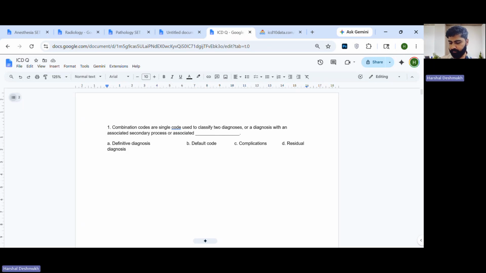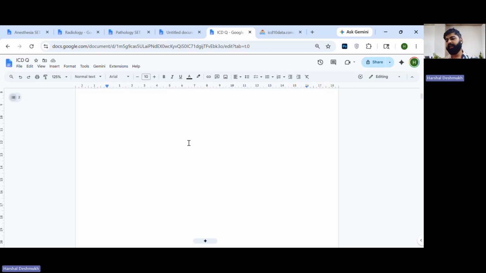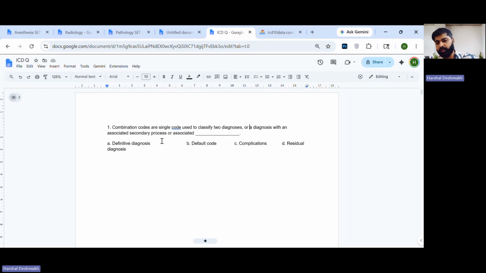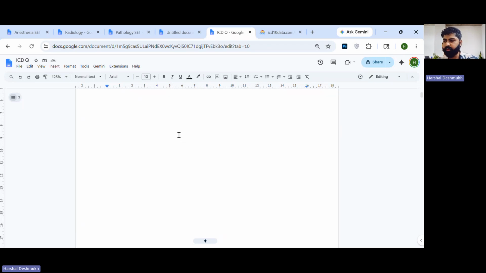All right. This was an easy one, as you don't have to look up any code. The answer to this question is complication. So combination codes are a single code to classify two diagnoses or a diagnosis with an associated secondary process or associated complications. All right, there you go.